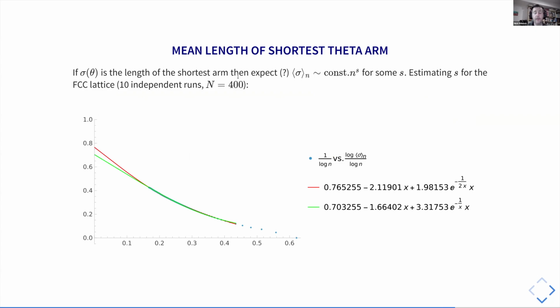And depending on the fit, and again, I think this one is a better fit than this one, we are getting an exponent that is indeed pretty close to 3/4. It's maybe a little bit bigger, maybe a little bit smaller, but it's certainly in the ballpark of about 0.75 again. So that's for the FCC lattice.